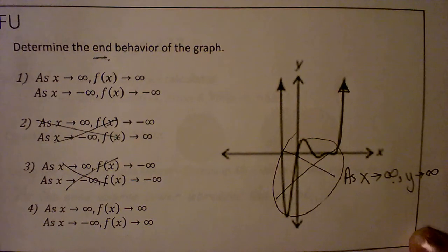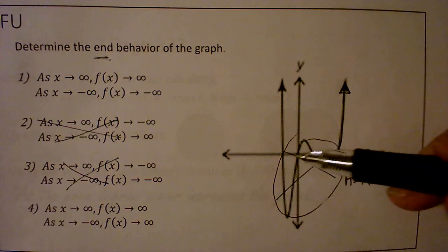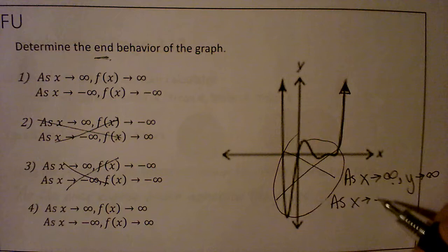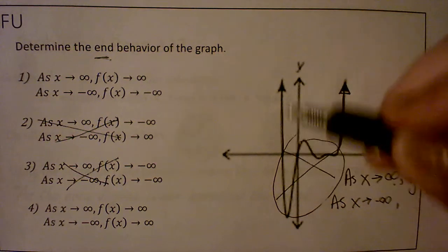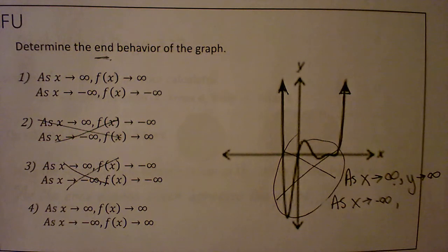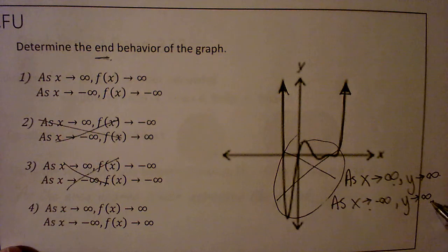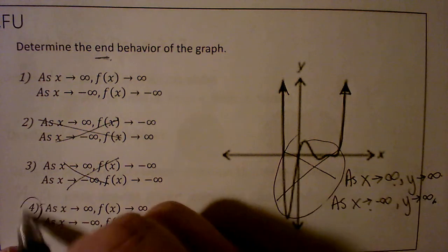Alright, second question. As we go to the left, as x is getting smaller, our graph is going up. So y is still approaching infinity. Y can approach the same thing in the same direction, that's fine. So as we go to the left, our graph is going up, which means we have an end behavior that looks like 4.